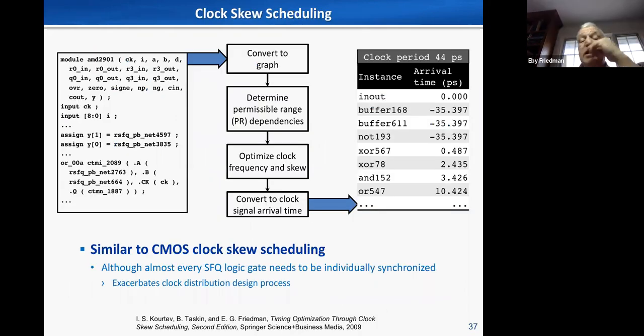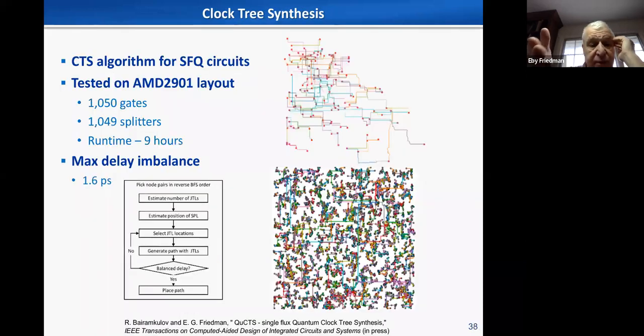There's a variety of different ways of doing clock tree scheduling to provide the right delay. And we've tested it on the AMD 29 layout, and we've shown, again, note the gates and splitters being approximately the same amount, which is a problem, but we can automate the synthesis of. And the thing about SFQ, almost every gate needs a clock. And so there's a lot of load on that line. But again, we have ways of doing it. And the skews are relatively small, as you see.